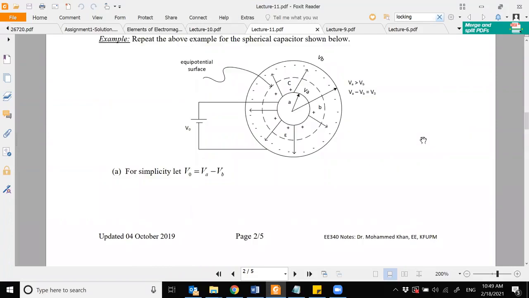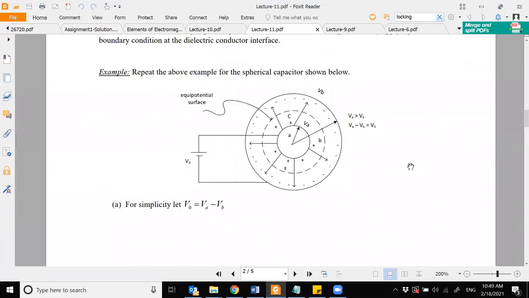Okay, so now we have one more example. If you see here, this is a spherical capacitor. In the spherical capacitor, you have an inner conductor, which is kept at a potential of VA. The outer conductor is kept at a potential of VB. And the potential difference between these two is V0. That means V0 is VA minus VB. That means VA is positively charged and VB is negatively charged.